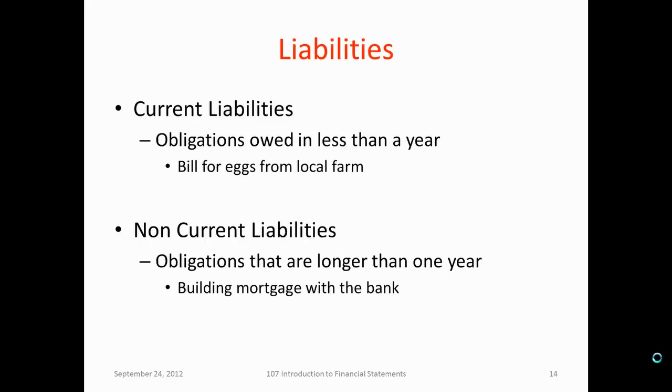Similar to assets, there are two main categories of liabilities: current liabilities and non-current liabilities. Current liabilities are obligations the firm must pay within a year. For example, your supermarket may have bought and received $1,000 worth of eggs from a local farm, but they won't pay for them until next month.